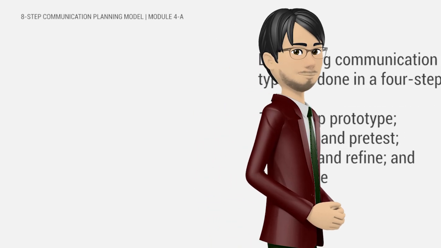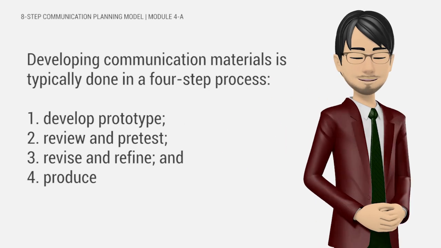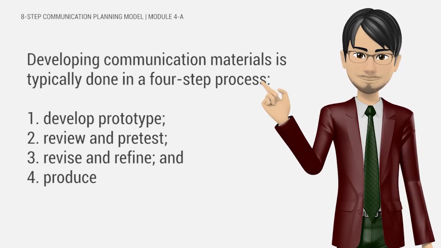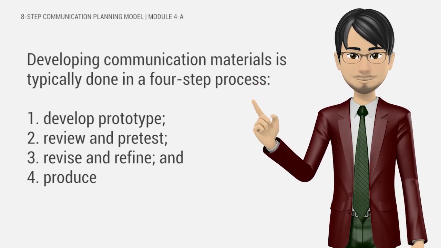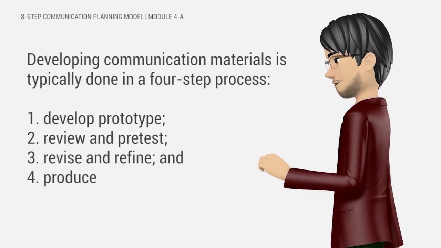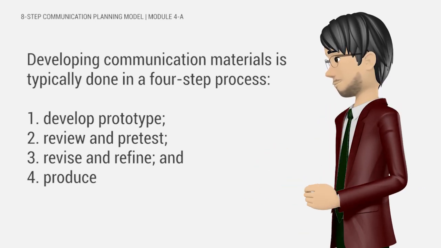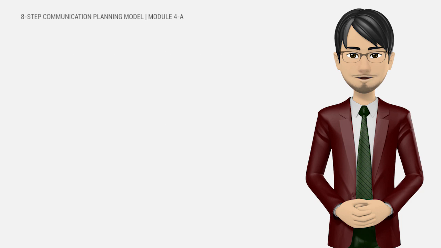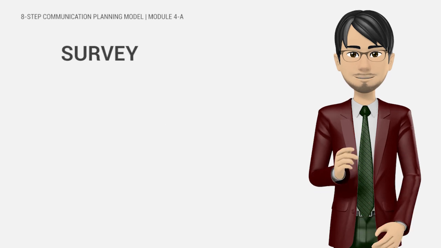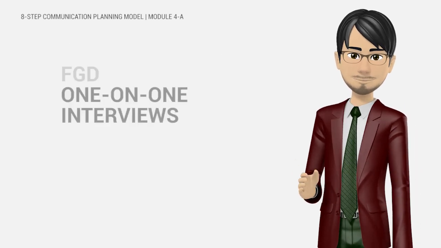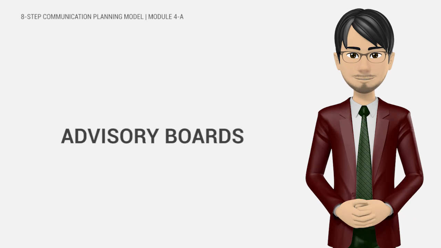Developing communication materials is typically done in a 4-step process. 1. Develop prototype. 2. Review and pre-test. 3. Revise and refine. And 4. Produce the material. Pre-testing can be done via survey, focus group discussions, one-on-one interviews, and advisory boards.